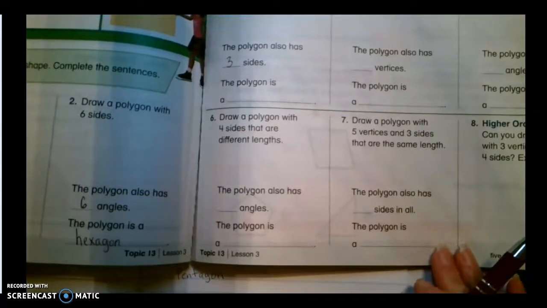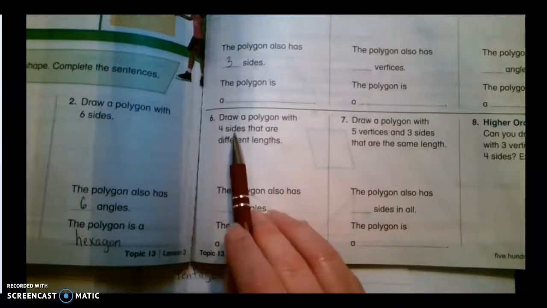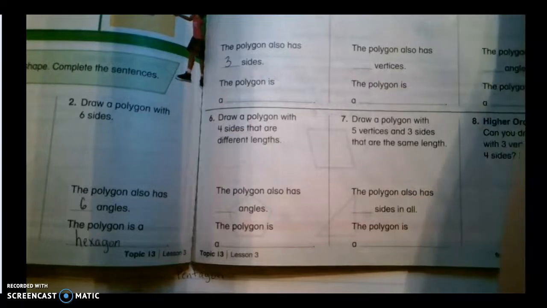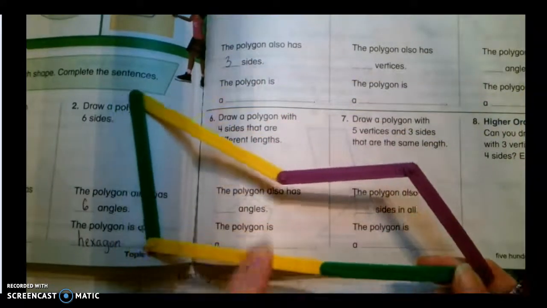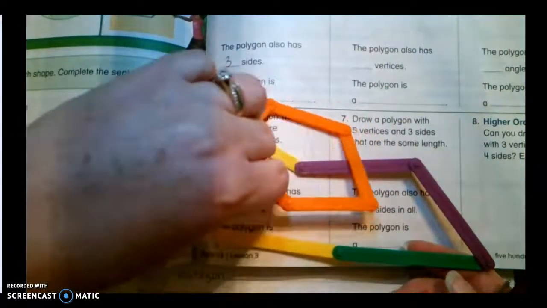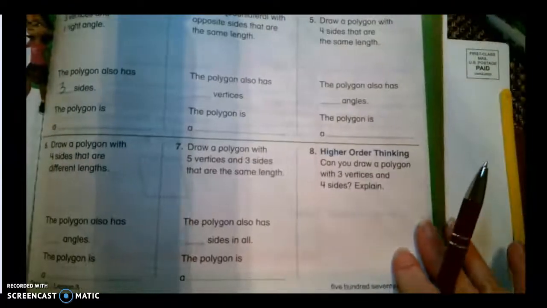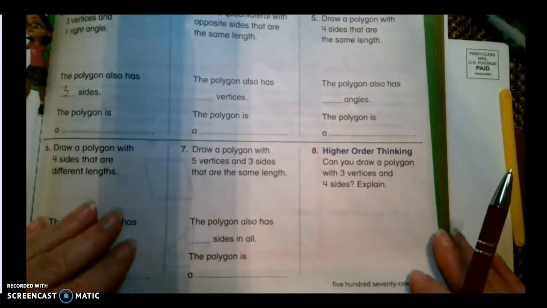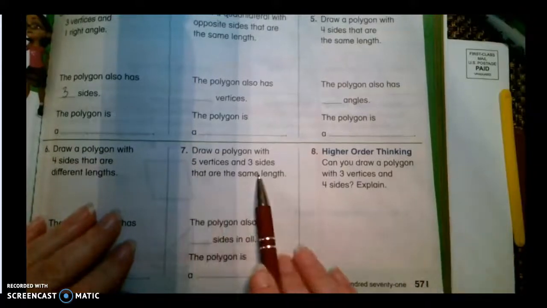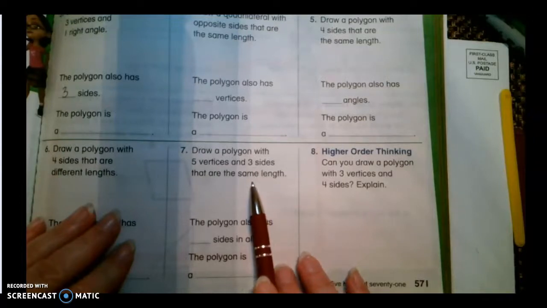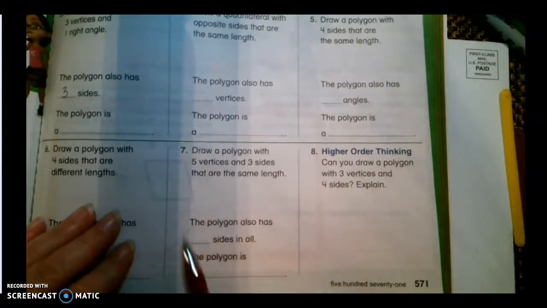That could be any shape that you want, but it has to have 4 sides and they need to have different lengths. So if I was using my Anglegs, I would choose 1, 2, 3, 4 different colors to create my shape. So each one of my sides would be a different length. Then we're going to draw a polygon with 5 vertices and 3 sides that are the same length. This does not mean the shape will only have 3 sides. It just means that 3 of the sides will be the same length. It should have how many sides? If it has 5 vertices, it should also have 5 sides.